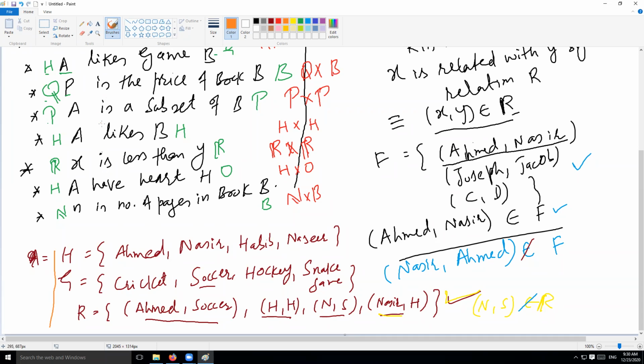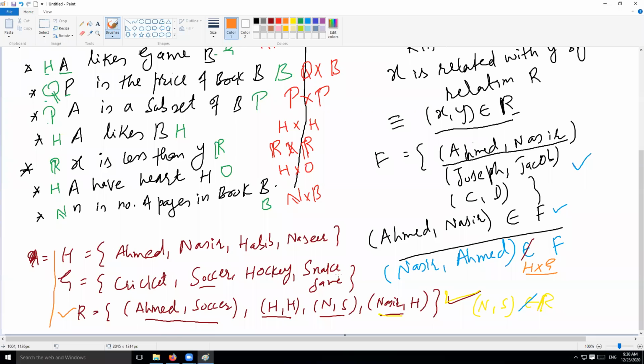H cross G contains all possibilities. But out of all these possibilities, what are the real choices? So that's the relationship. I can possibly like all games, but in reality I would like some games actually, not all, obviously.